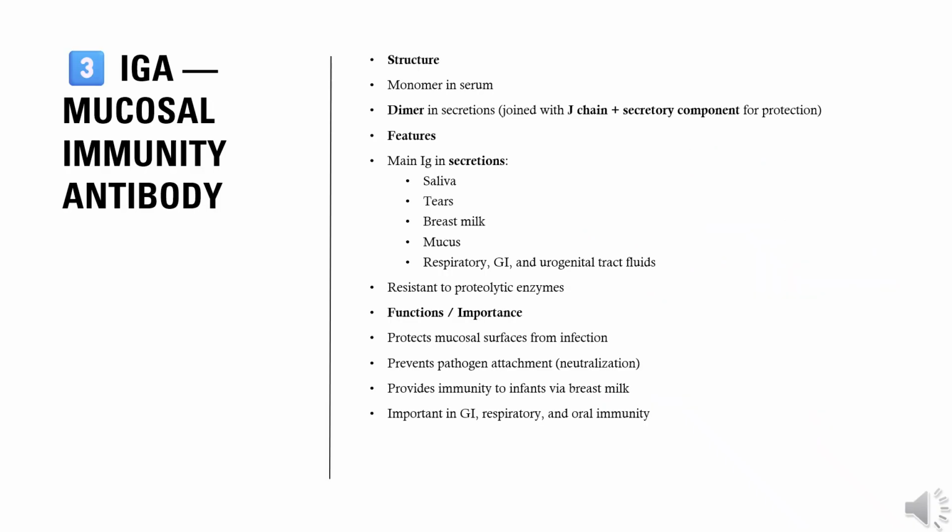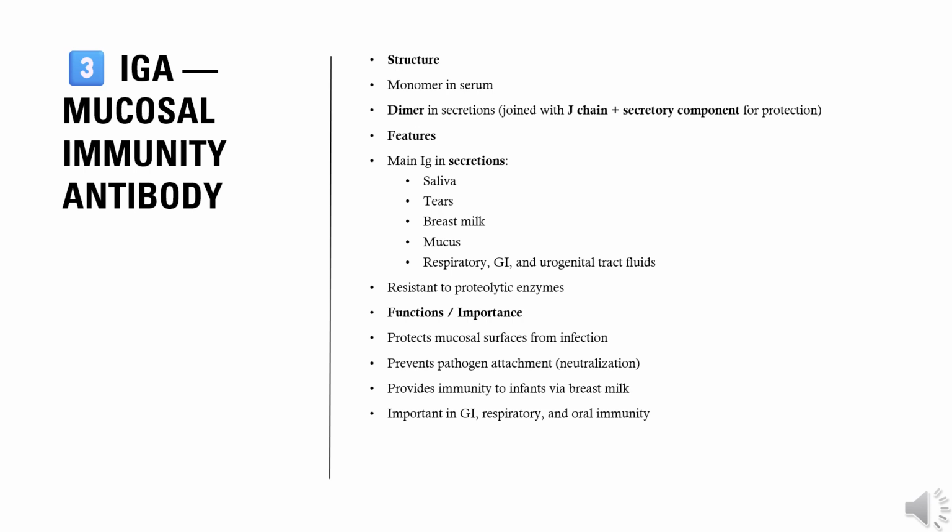Next antibody is IgA. It is the antibody which is very important in mucosal immunity. As far as the structure is concerned, it can be monomeric when it is present in the serum, but it is dimeric when it is present in the secretions.